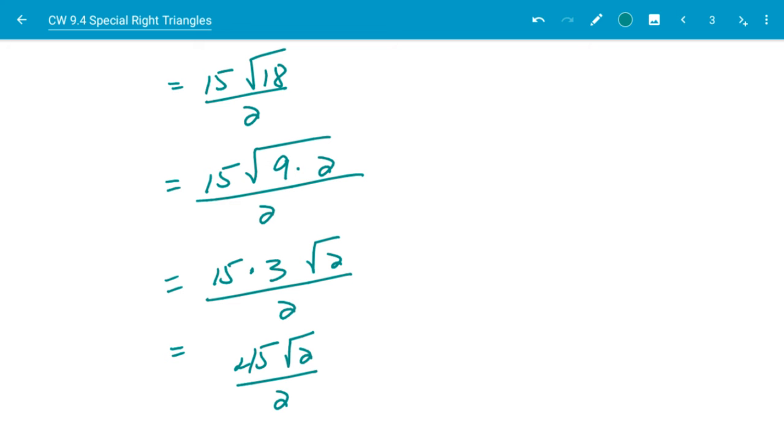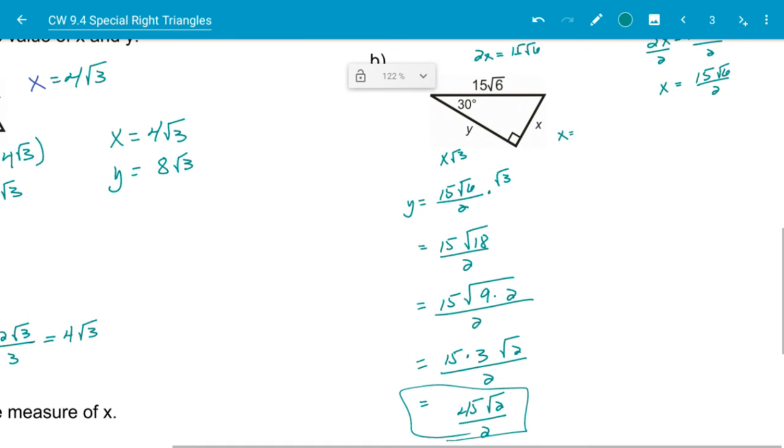And that's the only thing that I can leave it in. That would be in simplest form. So here my x is 15 square root of 6 divided by 2, and my y is 45 square root of 2 divided by 2.